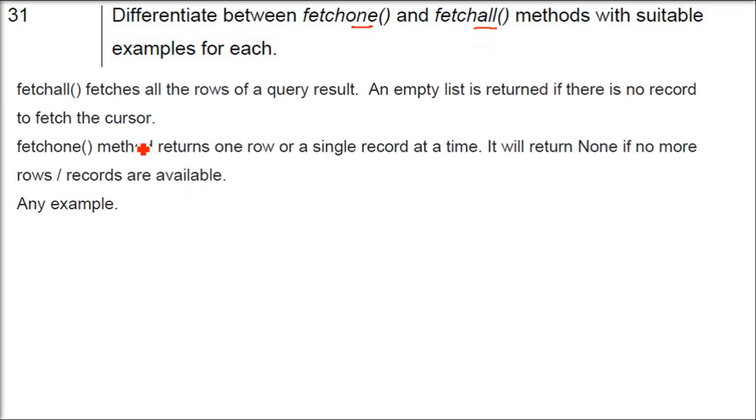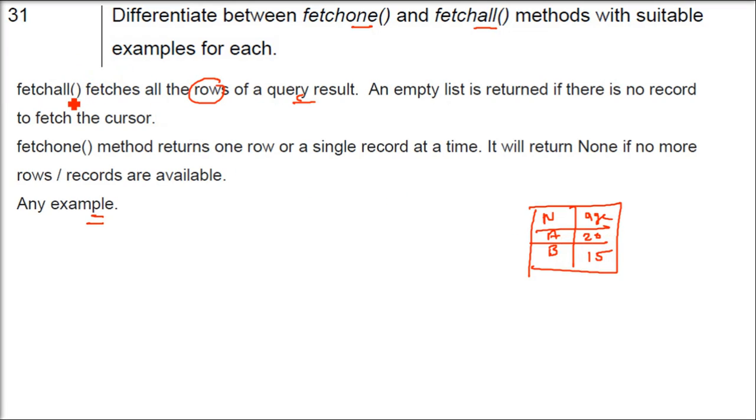Differentiate between fetch one and fetch all methods with suitable examples for each. So, the question itself is saying fetch one and fetch all. Fetch all, the example you have to do by yourself. Fetch all means all the rows of a query result. I'll just take a very small example: name, say age. So you have 2 records here, just to make it simpler, A and B, and age is 15. So when you call fetch all, A and B both will come, because there are 2 rows. If there were 20 lakh rows, they would also come.